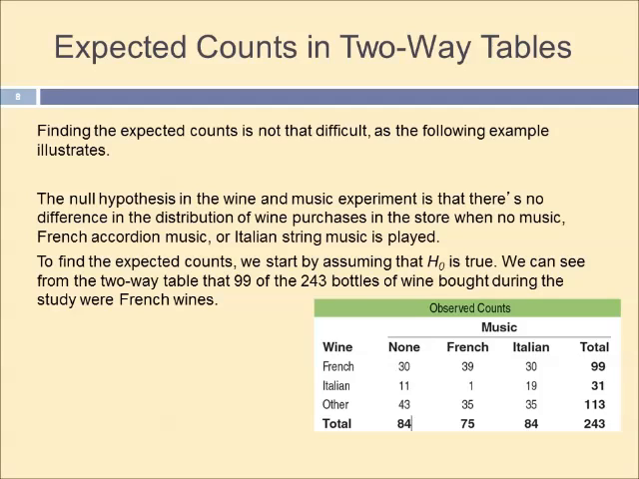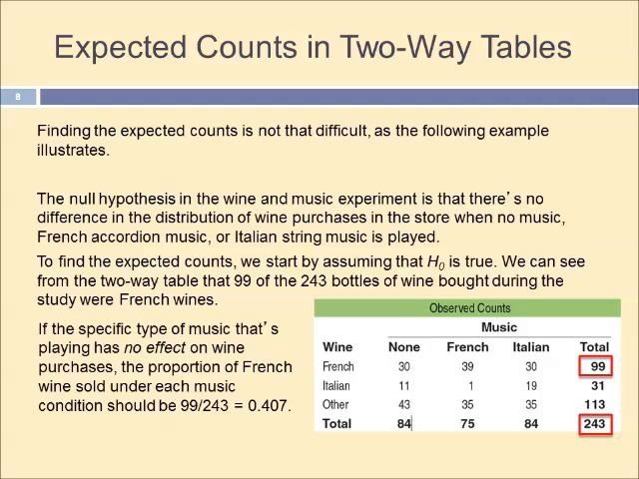The null hypothesis in the wine and music experiment is that there's no difference in the distribution of wine purchases in the store when no music, French accordion music, or Italian string music is played. To find the expected counts, we start by assuming that the null hypothesis is true. We can see from the two-way table that 99 out of the total of 243 bottles of wine bought during the study were French wines.